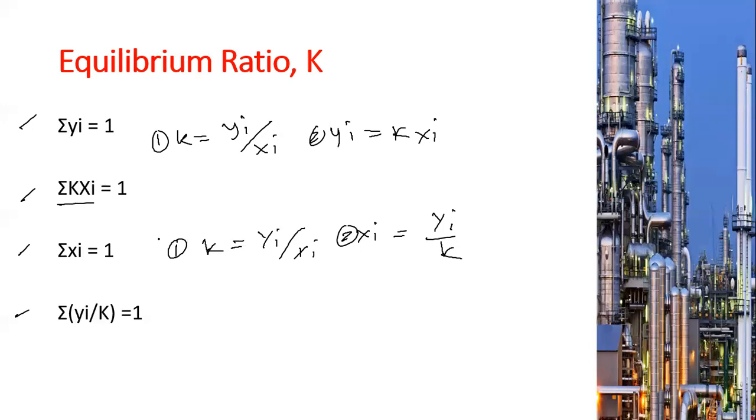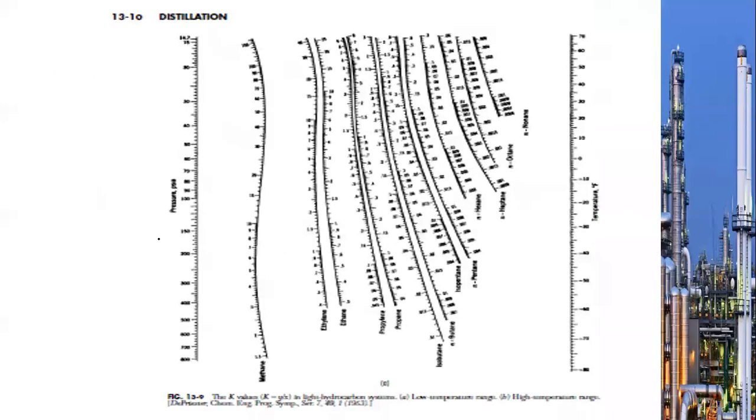Itong mga equation na to. Ito yung figure sa libro. You need to do some adjustment here, lalo na pag hindi 8th edition ng libro nyo. So, you can find this figure on page 10, chapter 13. Chapter 13 is distillation. This is the K values. So basically, kailangan nyo ng pressure at saka temperature, tapos hanapin nyo lang kung ano yung substance and then you will find the value of K. You can read the value of K from here.